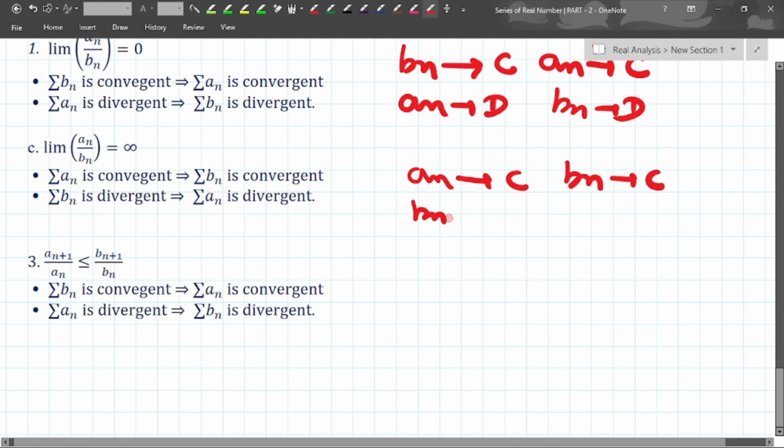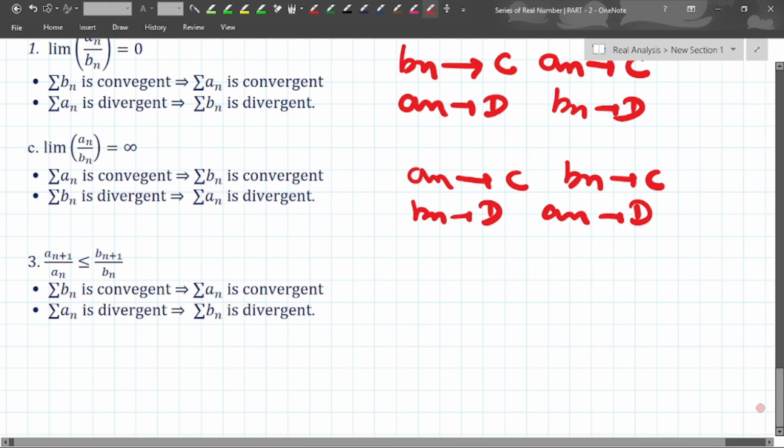But if bn is divergent, then an is also divergent. And this is also one of the cases: if an plus 1 upon an is less than bn plus 1 upon bn, then also we can say that if bn is convergent, then an is convergent. And if an is divergent, then bn is also divergent.